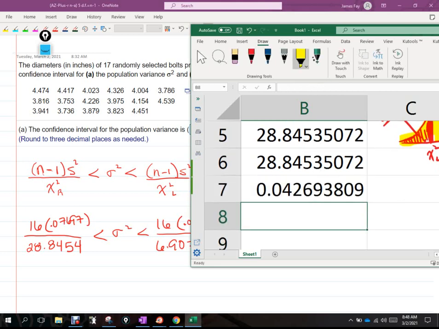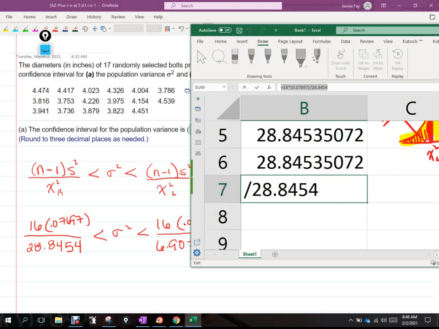Okay, so that is this amount right there. And then, I'm trying to cheat here.